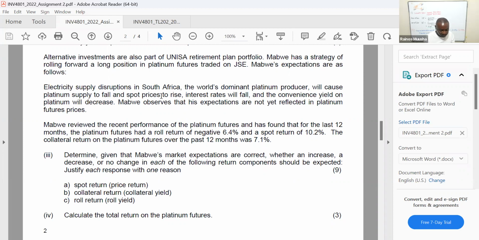And if you're expecting the price in the future to rise, it basically means that you're expecting to buy low now and sell high at some point in the future as well. Hence, this is because the supply is going to fall and the spot prices are expected to rise. So this is where the spot return is expected to happen in this case. So when you look at your spot return, we're expecting it to increase in that case. Are we on the same page?